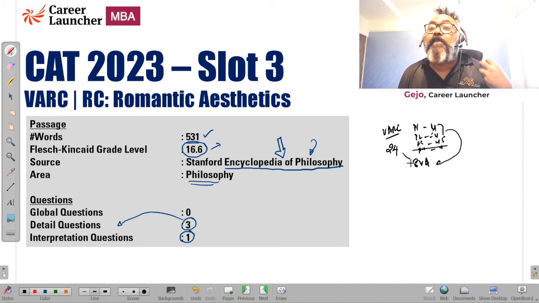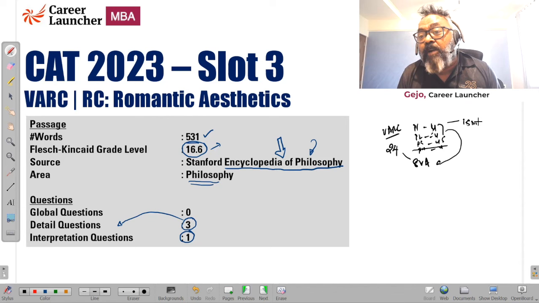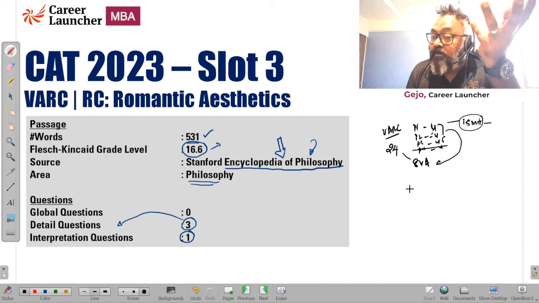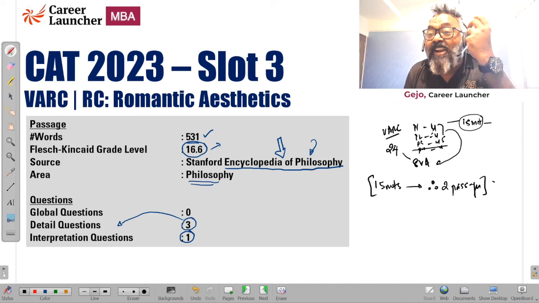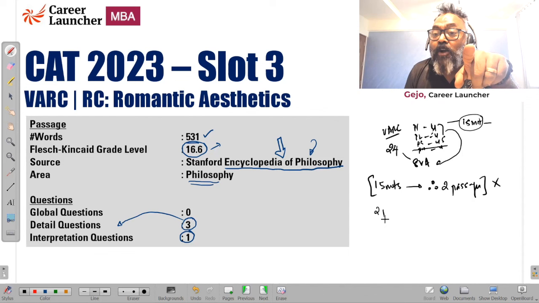Instead of that, we get stuck to some idea. There are people who would say, look, it is impossible for me. I take about 15 minutes to read a particular passage. Sir, therefore, I can only solve 2 passages. I take 15 minutes, conclusion: therefore, I can only solve 2 passages. In reality, it is not this. The reality is the exact opposite, because you have decided you will solve only 2 passages. You have made the decision.